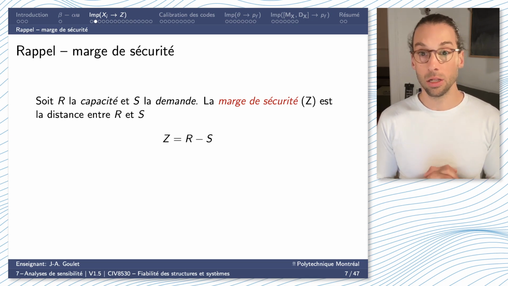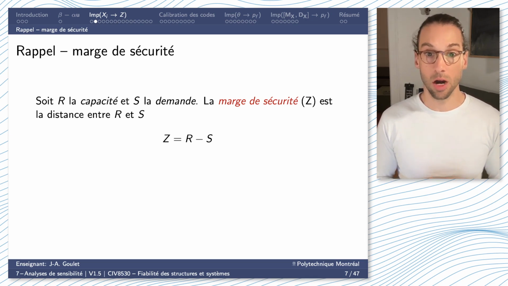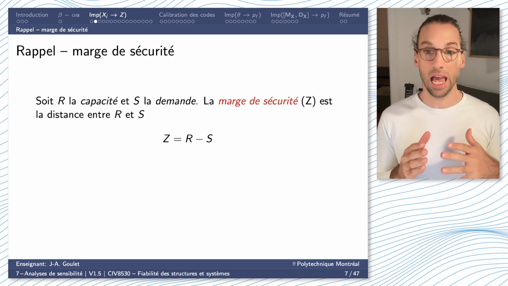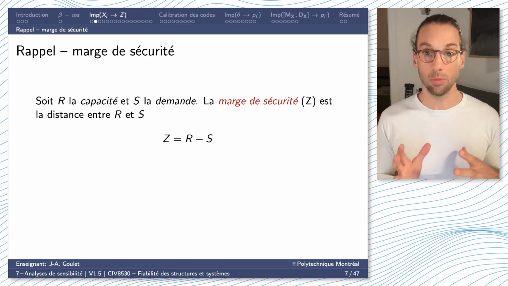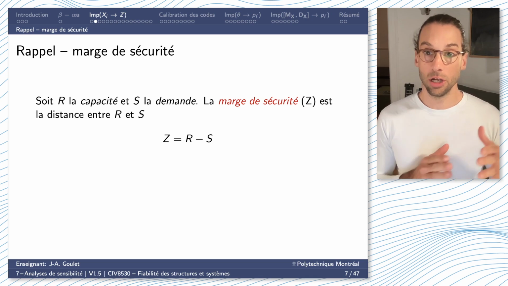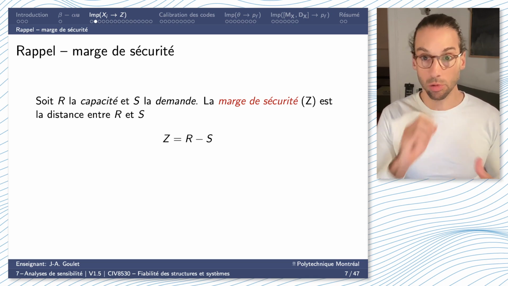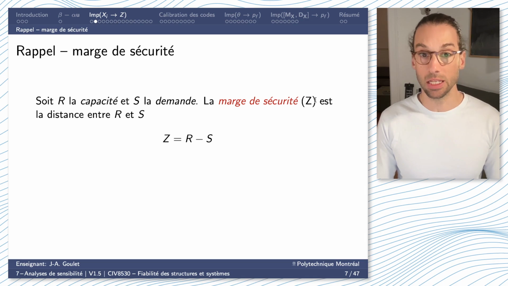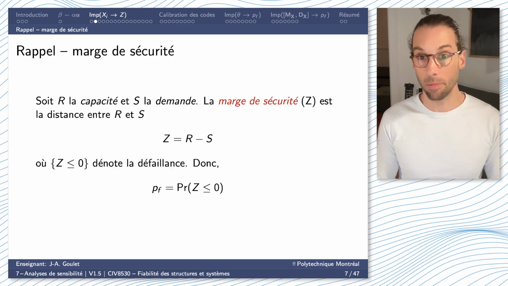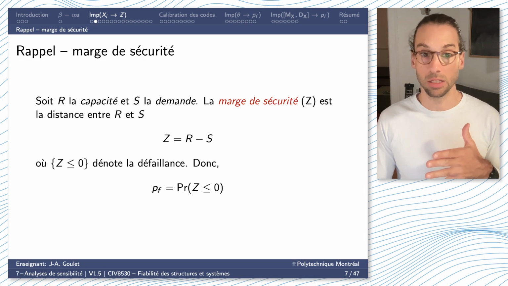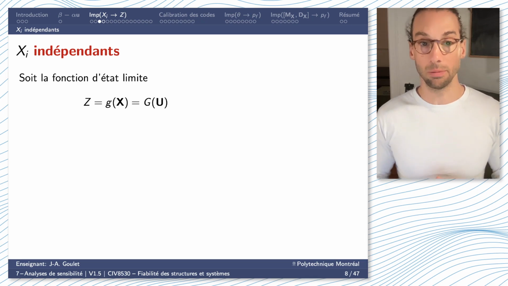So, a little recap about the safety margin. Imagine we explicitly have R and S, two random variables quantifying the resistance and solicitation. We're going to define Z as a safety margin, meaning the distance between R and S, so R minus S. So Z less than or equal to 0 is my failure, where the probability of failure is simply the probability that this event happens, that the safety margin is less than or equal to 0.